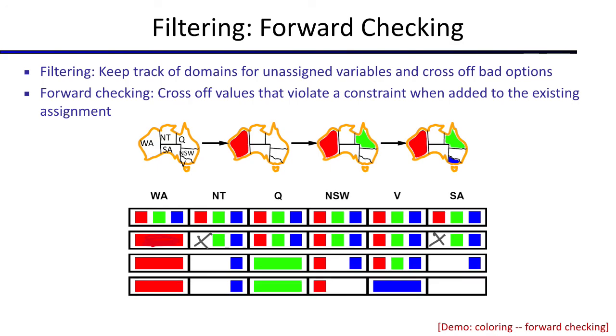Now we're at this. Notice that SA, South Australia, has an empty domain. Bad choice of color. Empty domain because we're talking about this variable. We've already had a red right here, a green here, and a blue here. There's nothing that could go here. Empty domain means we can't possibly find a solution.